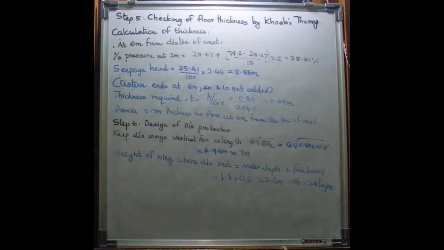1:1. We are going to provide the slope 1:1 for wing above downstream bed. So downstream wing walls will be kept vertical for a length 6 root EHL and height of wing above downstream bed is 2.4 meter with a slope 1:1.